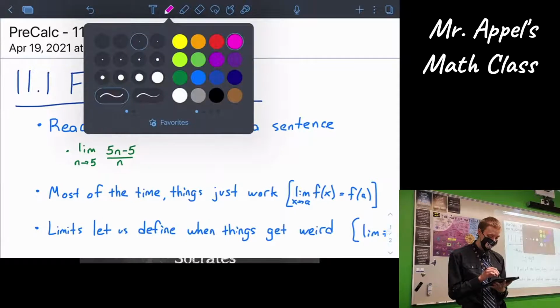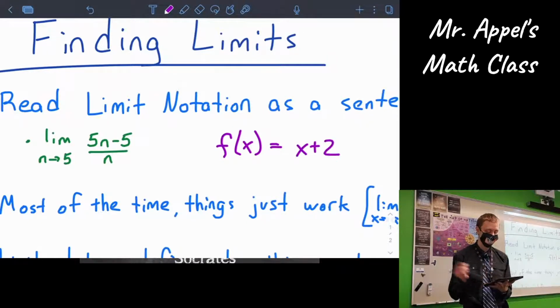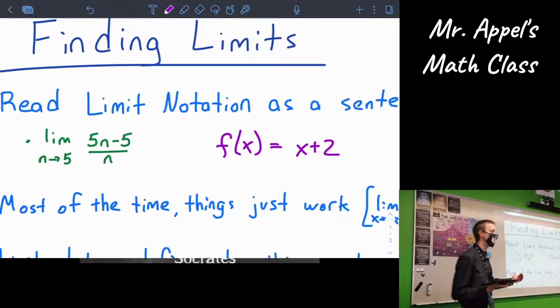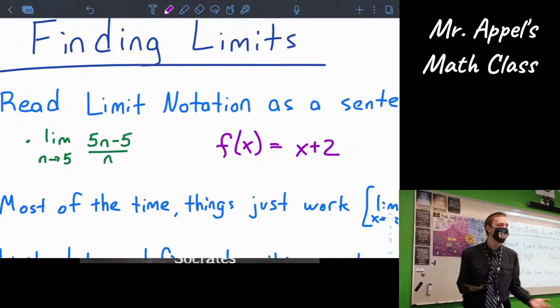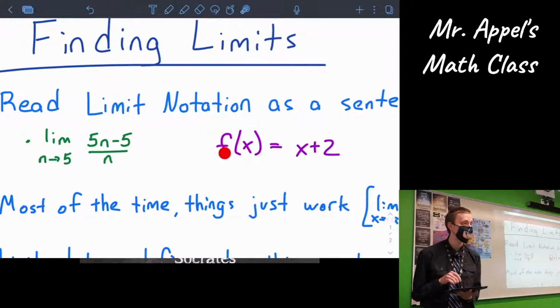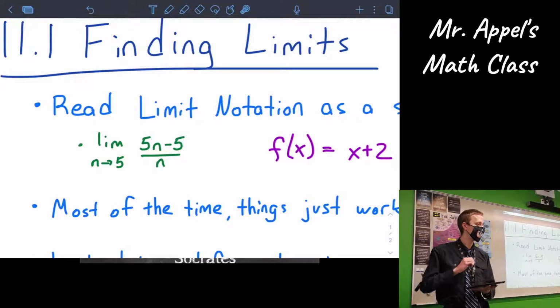You've had to get used to function notation, right? F of x equals x plus 2, or whatever it is, right? Saying that there is a rule that says for every x I'm going to add 2 to it, and I'm going to give that rule a name. I'm going to call it f. Right? That was function notation. We're taking that one step further with limit notation.